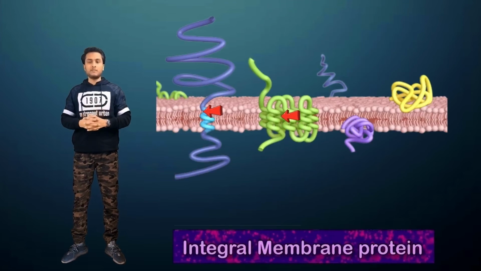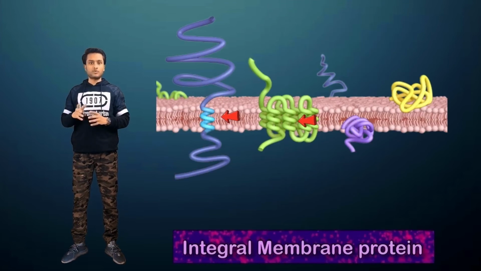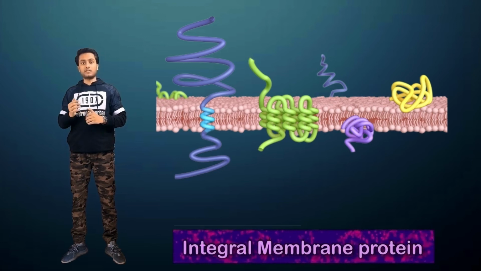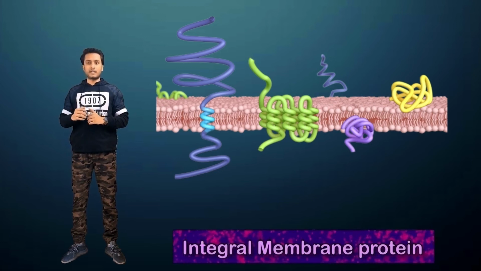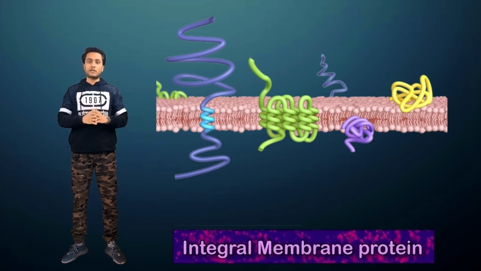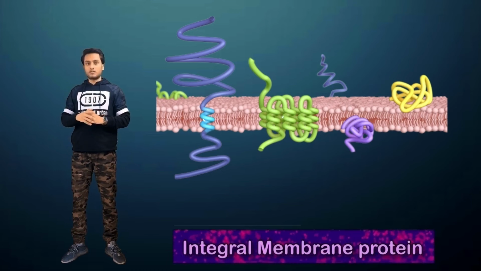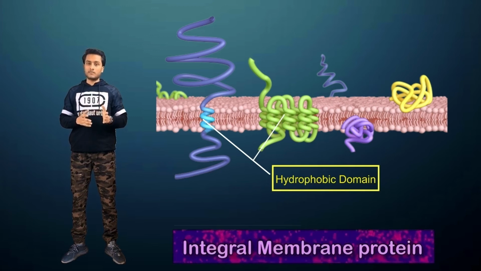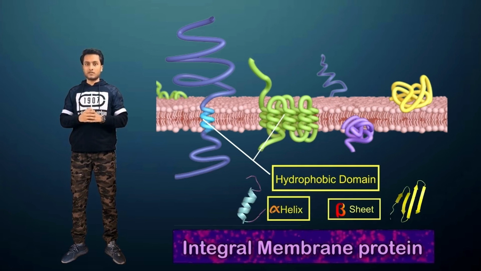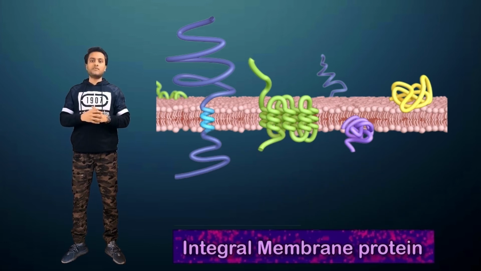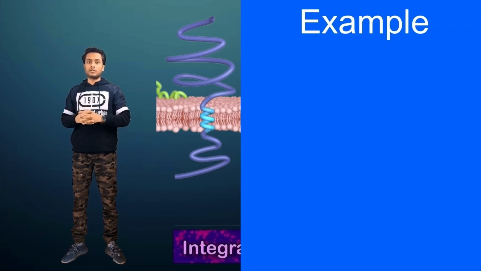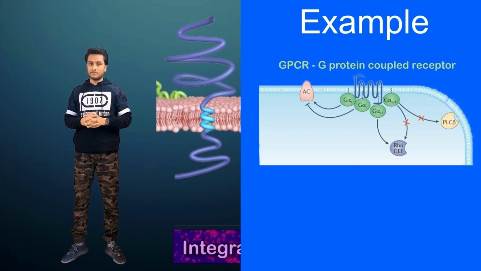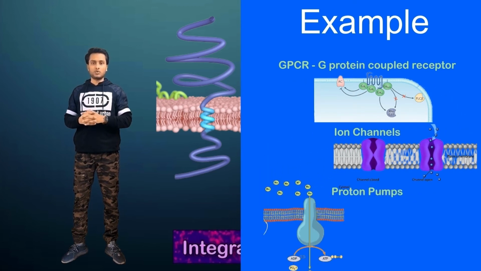Now coming to integral membrane proteins. They span the membrane bilayer and have a cytosolic domain which interacts with another integral component present inside the cytosol, and that's why they are known as transmembrane proteins. The hydrophobic domain of this type of protein consists of either alpha helices or beta sheets or both as well. Examples of integral membrane proteins include G protein coupled receptors, ion channels, and proton pumps.